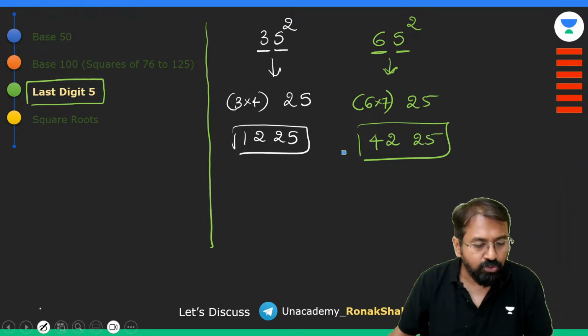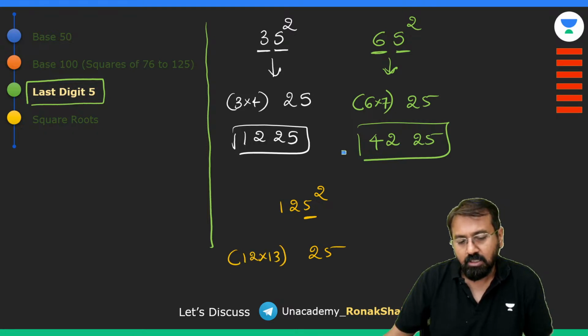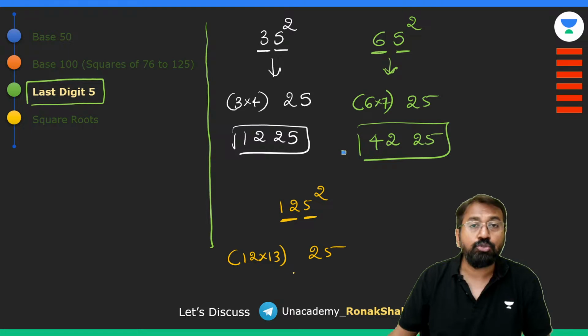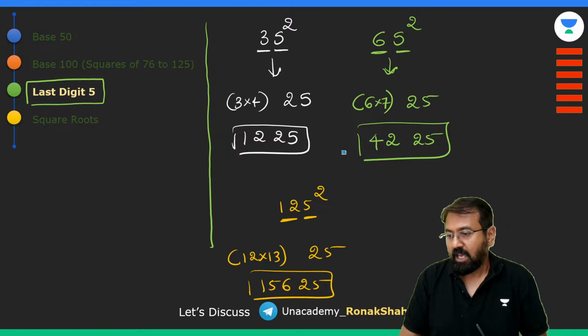You can use this method for any number. Suppose you want to find out the square of say 125. What you'll do is write down 5 square, that is 25, and you write down 12 into 13. So guys, what is 12 into 13? 156. So this is 15625. Are we all clear?